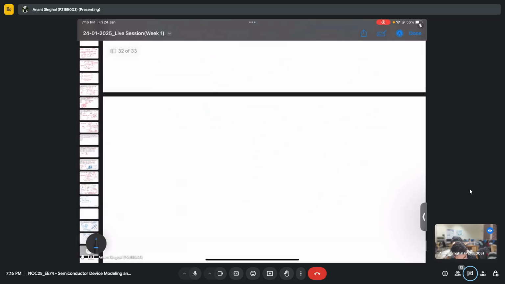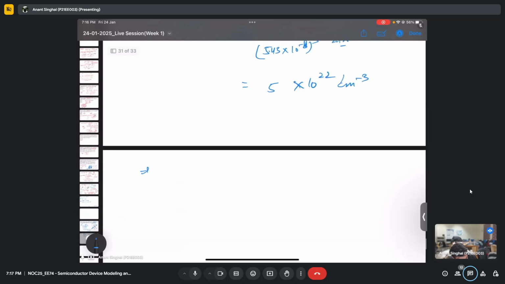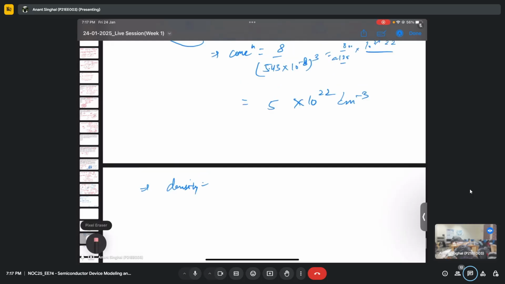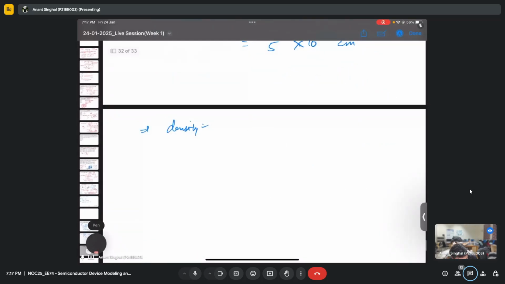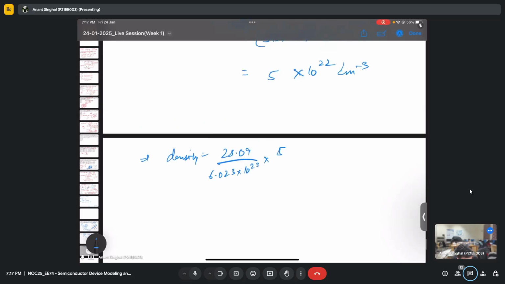So we have already calculated all the things. So I guess we just need to multiply it by the mass. So density is this thing. The effective mass of what is this? Silicon, right? The atomic mass is 28.09, divided by 6.023 times 10 to the power 23, and times this concentration.